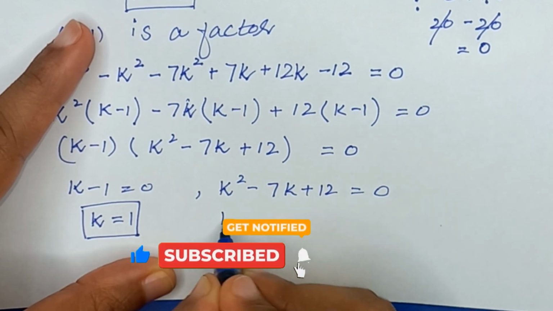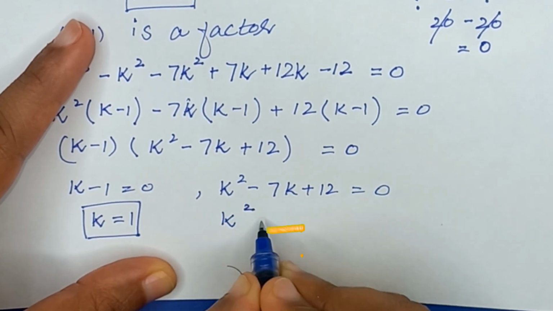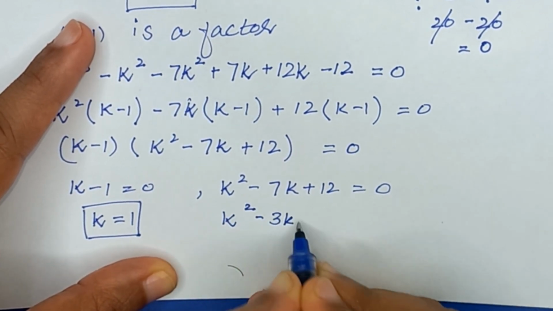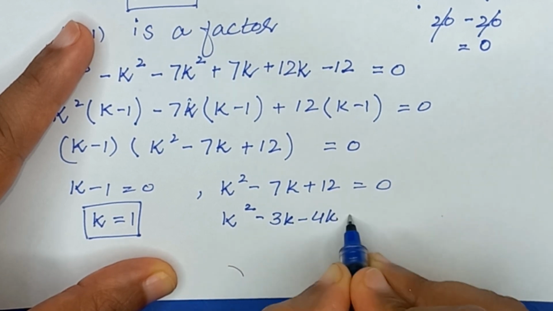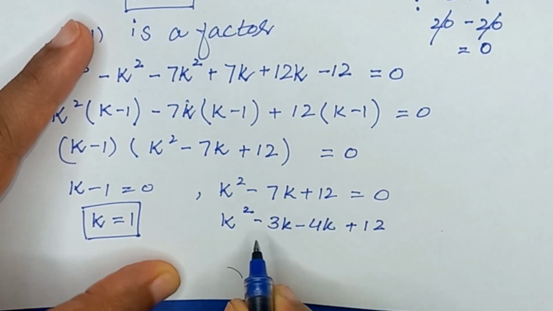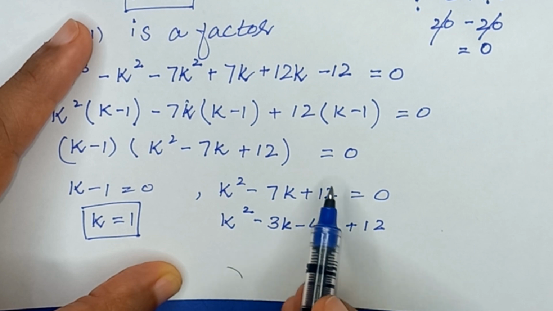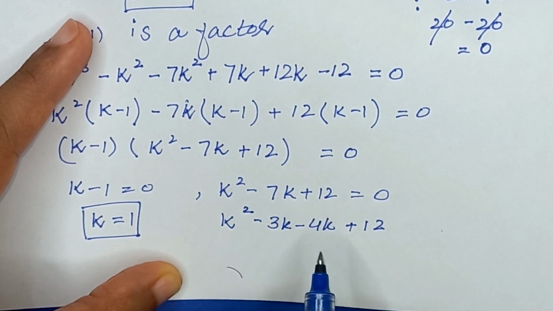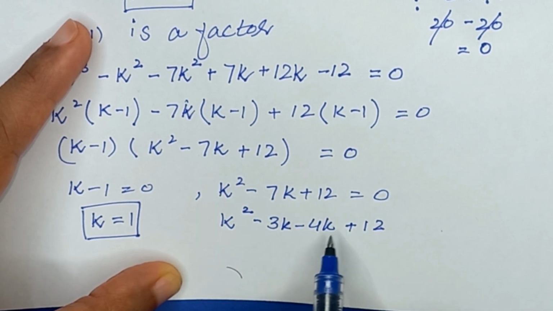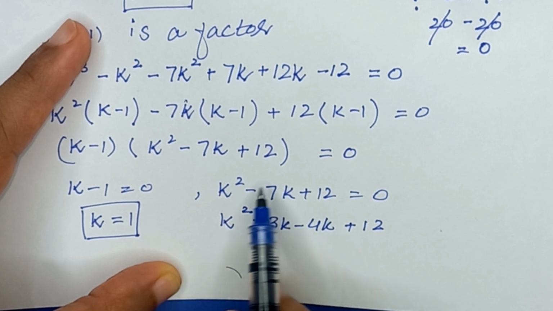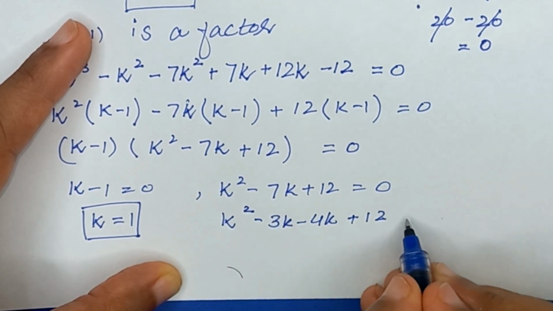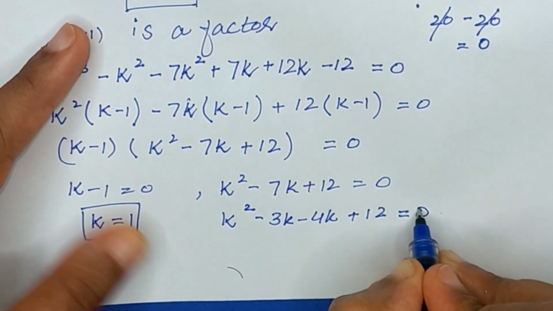So it will be k square minus 3k minus 4k plus 12, because we know that negative 3 times negative 4 will be positive 12. k square, and negative 3k and negative 4k sum will be negative 7k, and this whole equation is equal to 0.